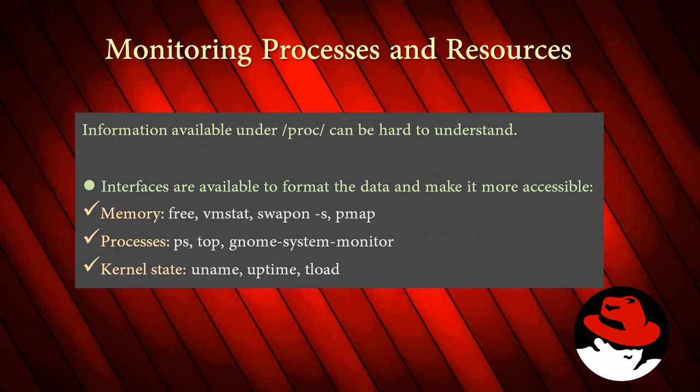The memory could be accessed by free, vmstat, swapon -s, pmap. These are the commands or utilities that you can use to access the memory information. For process information, you can write the command ps, top, pstree, GNOME System Monitor, which is a GUI utility, and to check kernel state, you can write the command uname, uptime, tload, and so on. These are the commands. You just need to type those commands.